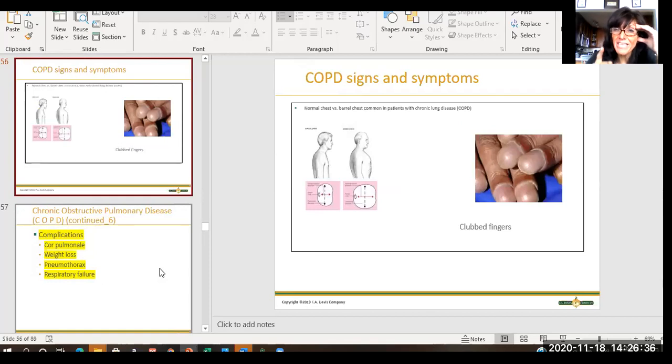And there are the clubbed fingers. There you go. And there is the barrel chest. And I mean, very distinctive. You know, you can look at somebody and say, oh, COPD, right? So the chest diameter actually changes. And that's why they call it a barrel chest, their chest looks like a barrel. And their fingers look like clubs. Look at those nail beds, right? That is chronic hypoxia. They chronically can't get enough oxygen. Okay.